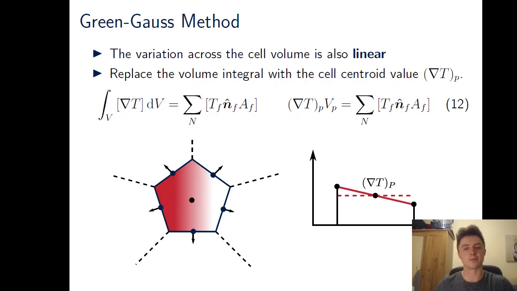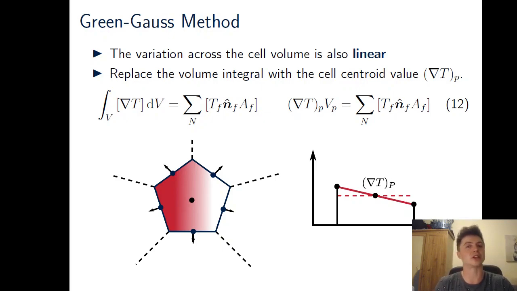So the next thing to remember is, in the second order finite volume method, not only is the variation across the face linear, but the variation across the entire volume of the cell is also linear. The way I tend to think of this is given for you there in the diagram, and you can see that the quantity T, temperature, varies linearly across that entire cell.